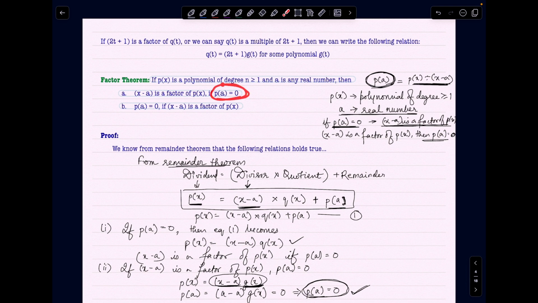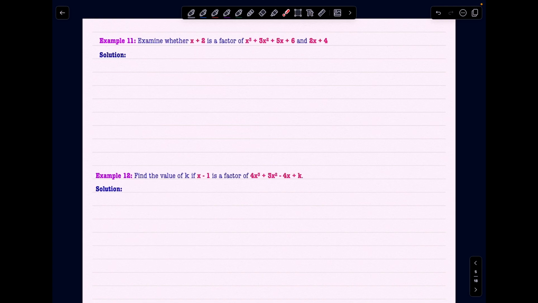If the polynomial's value at a certain point becomes 0, then we can say that x minus a is a factor of that polynomial. Understood? So most of the time we are going to use this first point of factor theorem. Understood? Now two examples are given. The first example, what is given? Examine whether x plus 2 is a factor of these two polynomials.